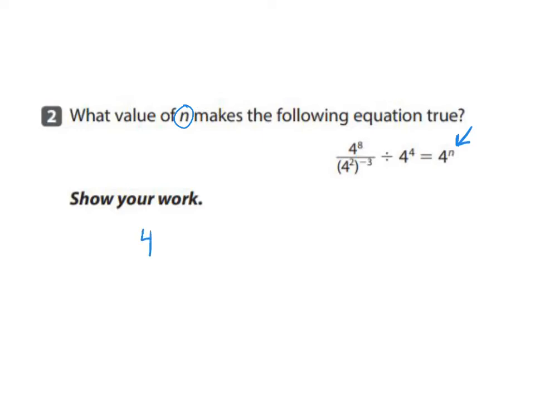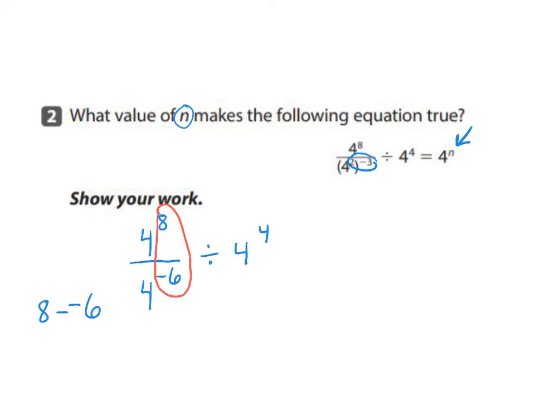So I'll say this is 4 to the 8th over 4 squared to the negative 3. So that's a power rule, meaning I multiply my exponents. So 4 to the negative 6 divided by 4 to the fourth. Okay, so I did that. Now I would see that I go from left to right, and I'm going to subtract my exponents because it's a quotient rule. 8 minus negative 6. Minus a negative is the same as plus a positive. So you have 4 to the 14th divided by 4 to the fourth.